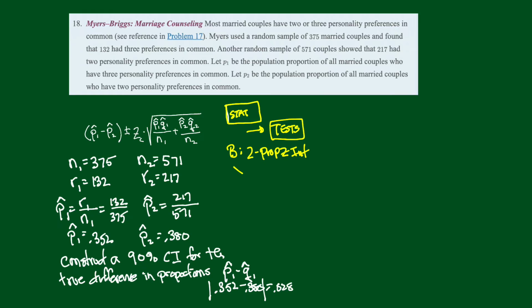So how about this? X1, our number of observations out of sample 1, was 132, and N1 was 375. X2 is 217. N2 is 571. And now the C-level, I think we decided to do this at 90%. So I'm just going to put in 0.90 if you like, and then go down and calculate.